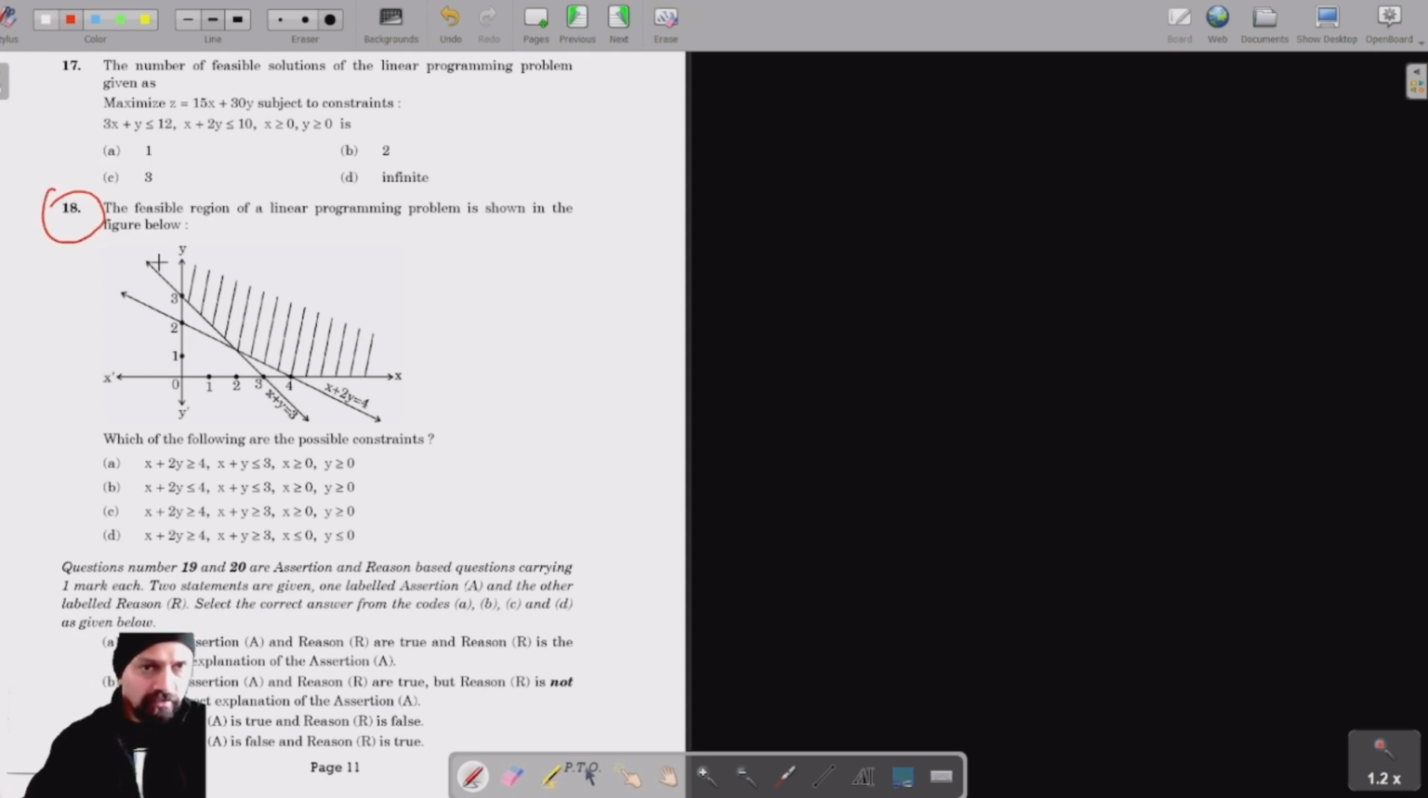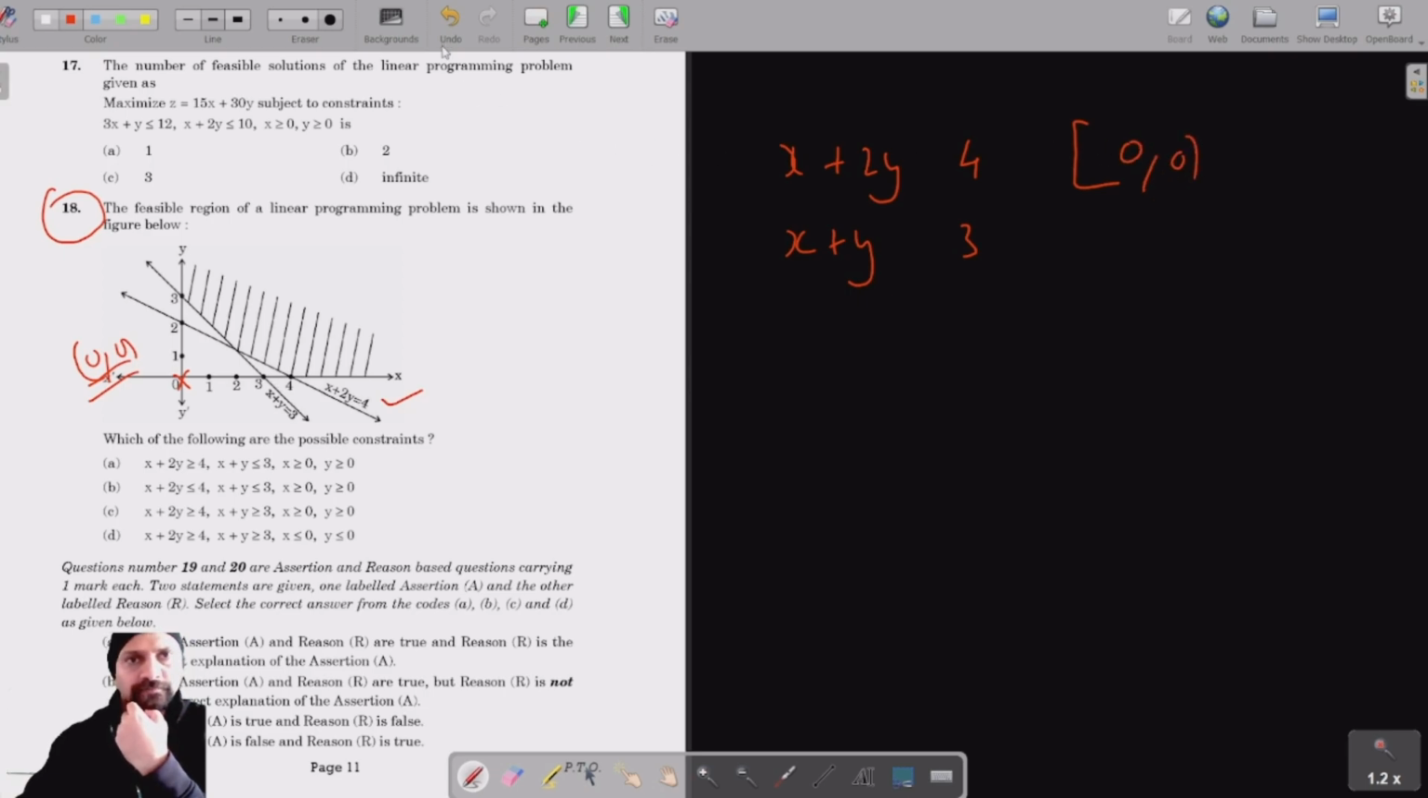Okay, for question number 18, we have to find the feasible region of a linear programming problem that is shown in the figure. And both these inequalities, that is x plus 2y and x plus y 3, should not be satisfied by the coordinates 0 comma 0, that is, the origin. So this statement should be false, because the graphs of both these are away from the origin.